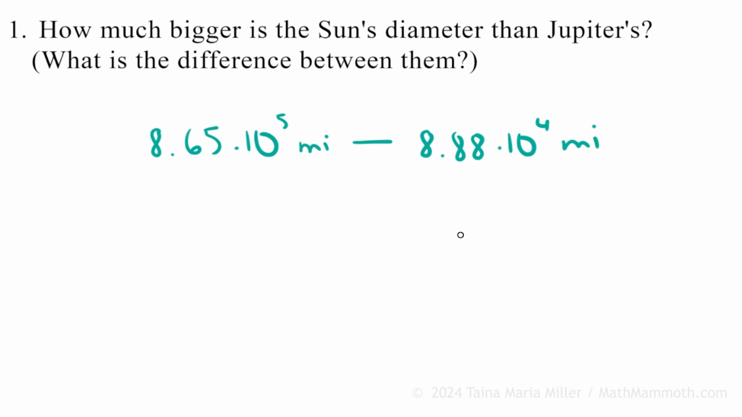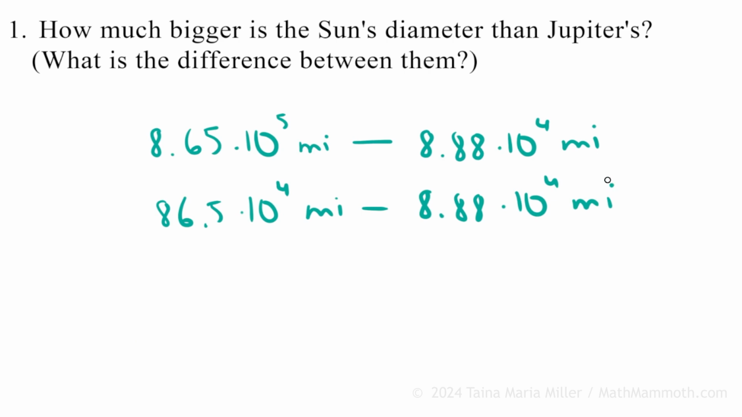To calculate, when we're adding or subtracting, we want to have the same power of 10. So let me change this one now to be 10 to the 4th. So this one will be 1 power of 10 less, 10 times less. So then this gains a 10, or 10 times, I should say. So it becomes 86.5. And now we can subtract 86.5 minus 8.88. And it is 77.62. And now we have 10 to the 4th here.